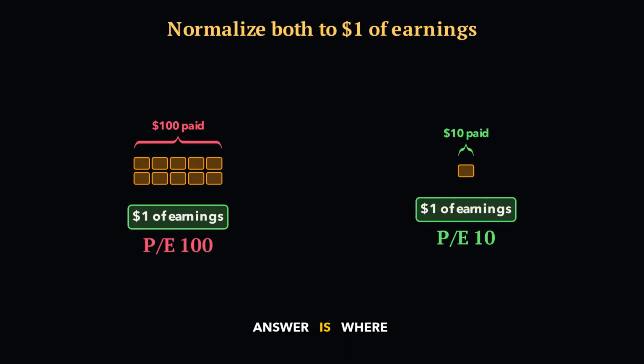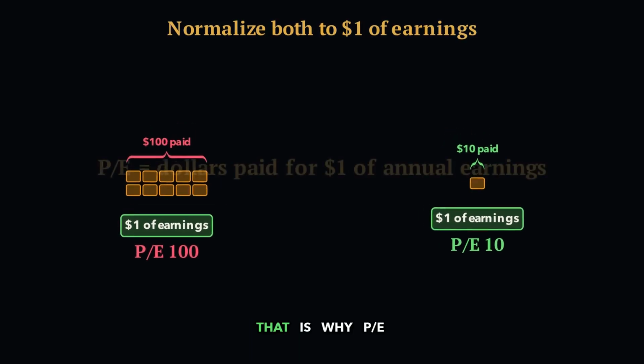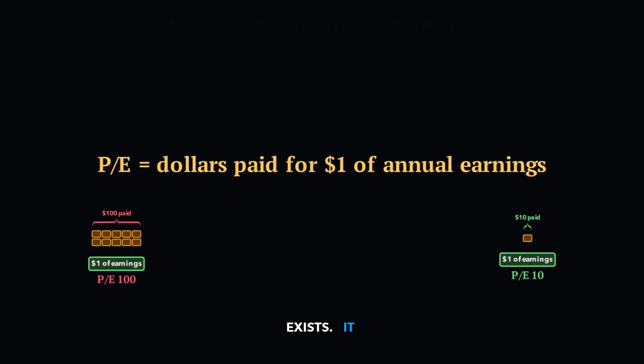The answer is where you pay less for each dollar of earnings. That is why PE exists. It turns what is the price into a better question: how much am I paying for $1 of earnings?